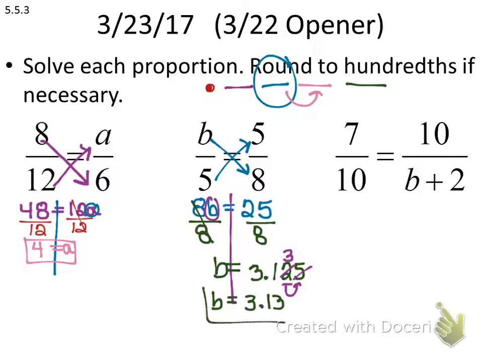So my answer is going to be B equals 3.13. Who can read this number to me? Dylan? 3. No. What do I say in place of point? 3 and 13 hundredths. Good. Nice job. Any questions on that?